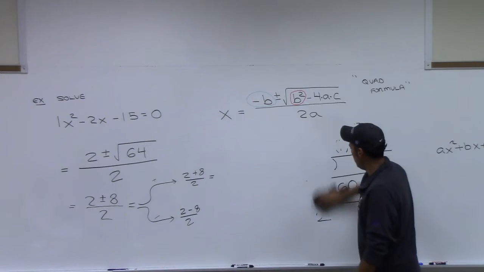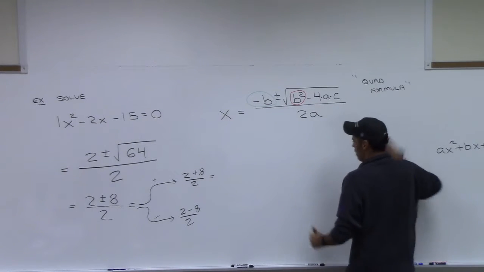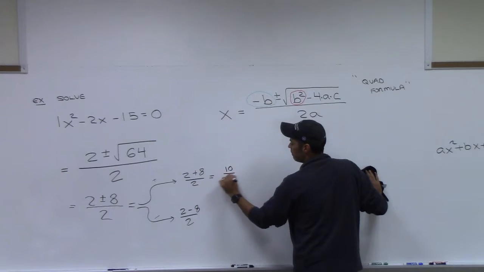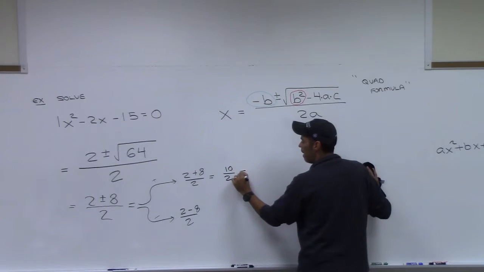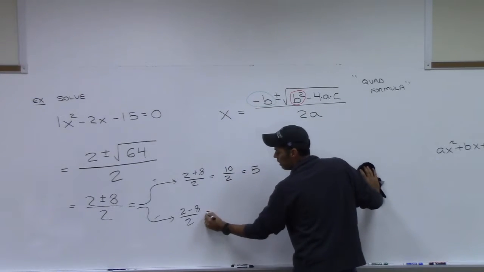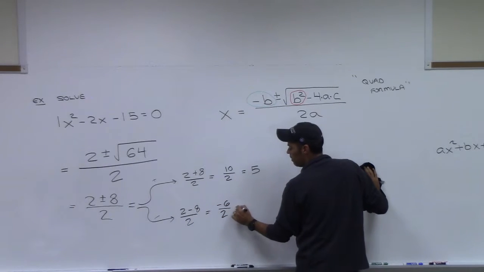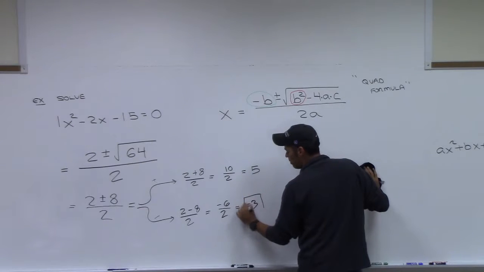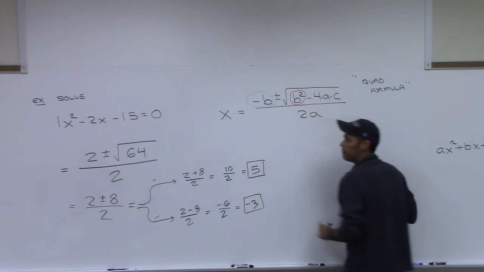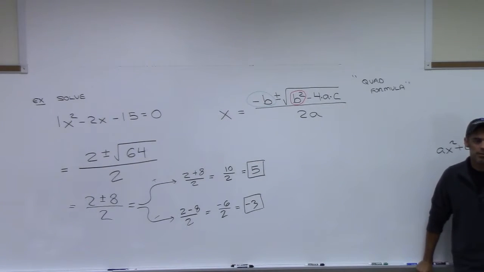And what's 2 plus 8? 10, right? So this is 10 over 2. And finally, at this step, I divide by 2 and I get 5. And then over here, I do 2 minus 8, which is negative 6, divided by 2, and that's going to give me negative 3. And these are my two solutions. Questions?